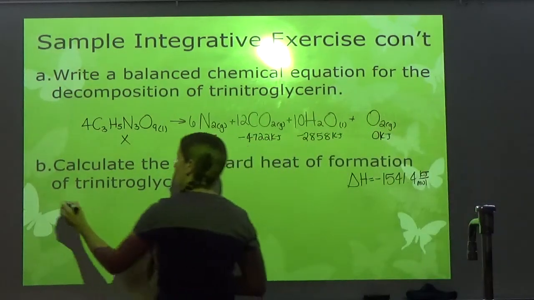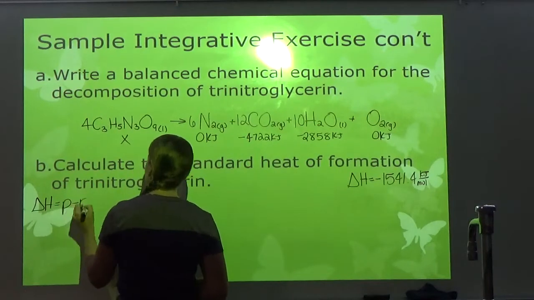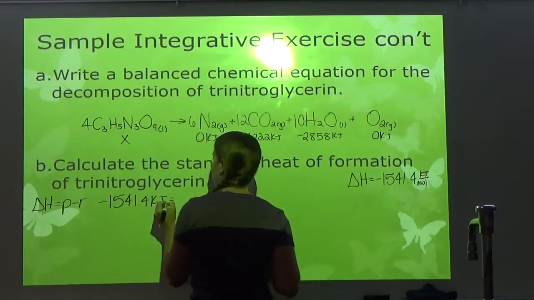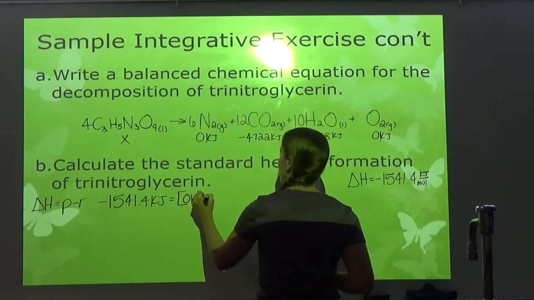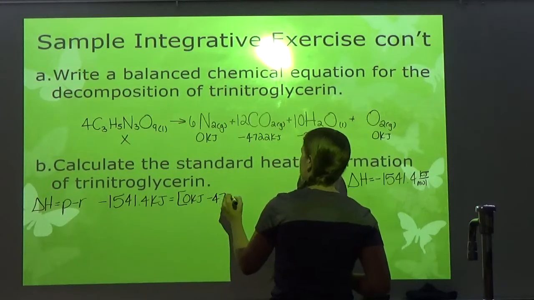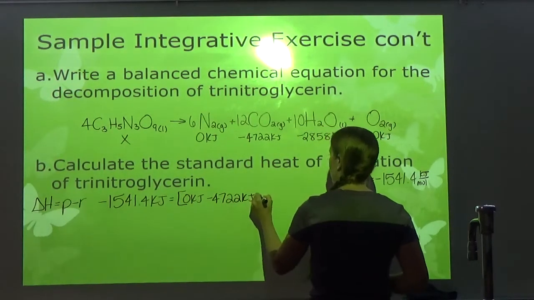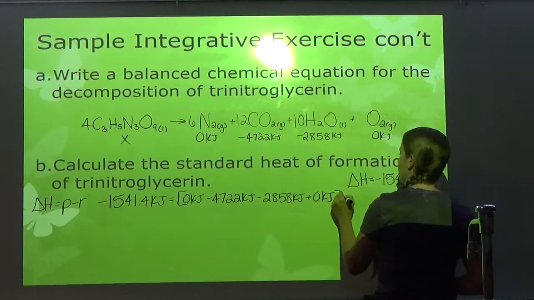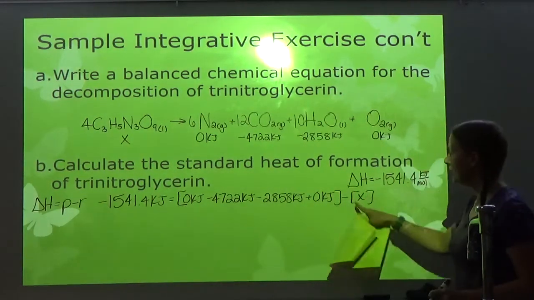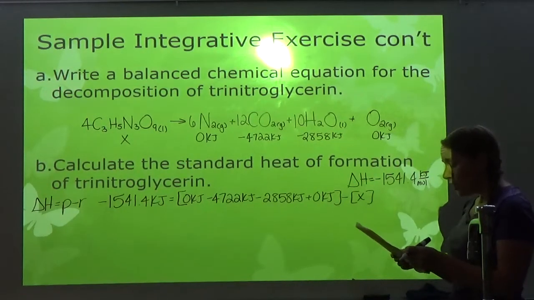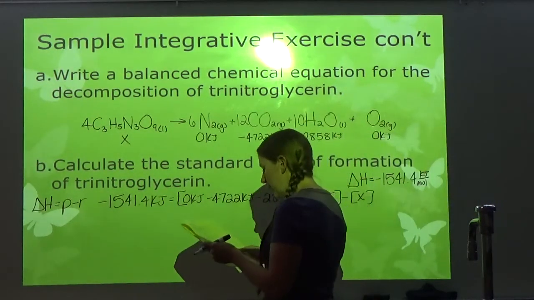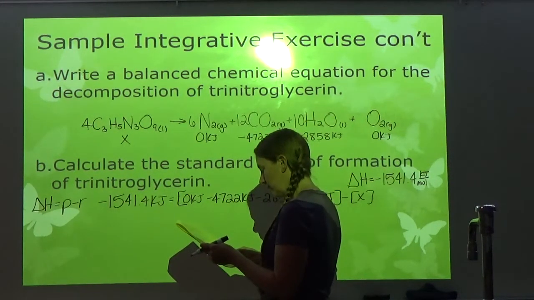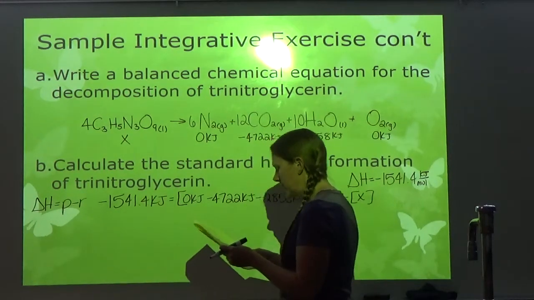All right, so we know that delta H is products minus reactants. So we know delta H this time is negative 1541.4 kilojoules. And so we do our products, so 0 kilojoules plus a negative 4,722 kilojoules plus a negative 2,858 kilojoules plus 0 kilojoules minus our reactants, which is X. Okay, so don't forget that negative on the X. So all we're going to do here is solve for X. So hang on, where did I solve for X here? Oh, okay, I went ahead and did that step first.